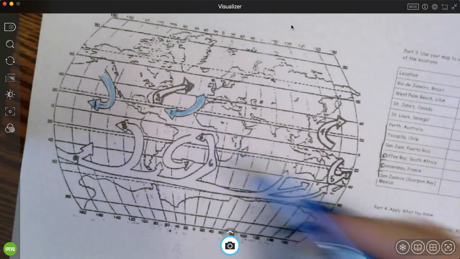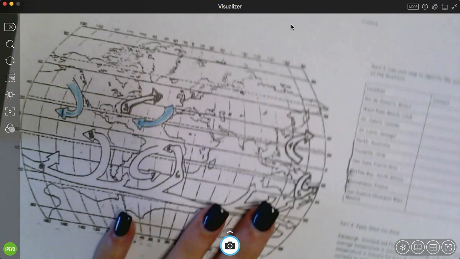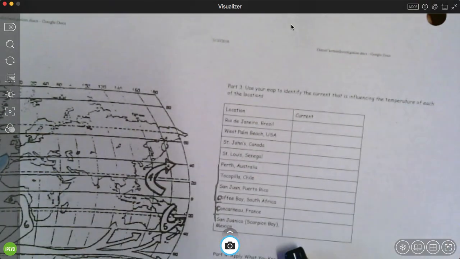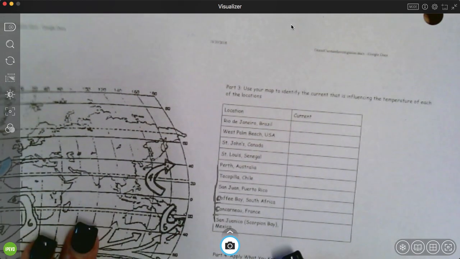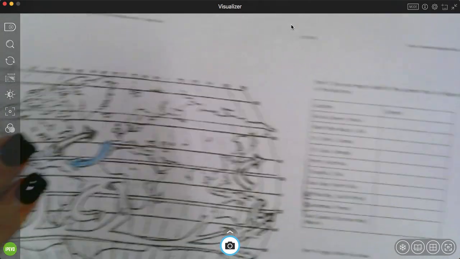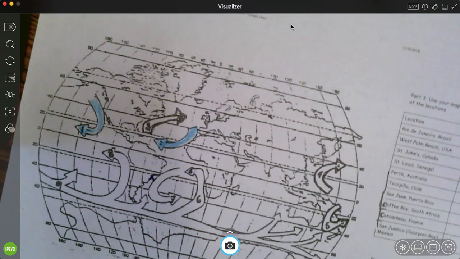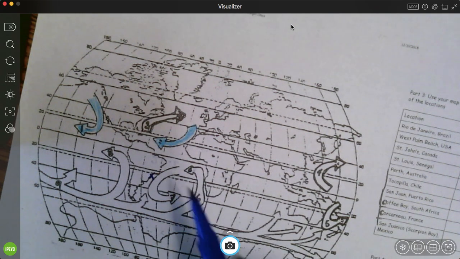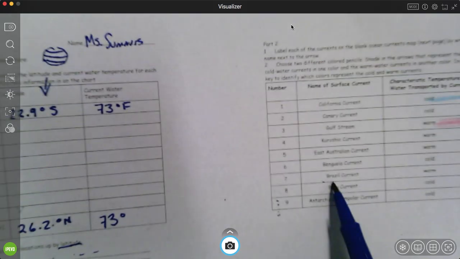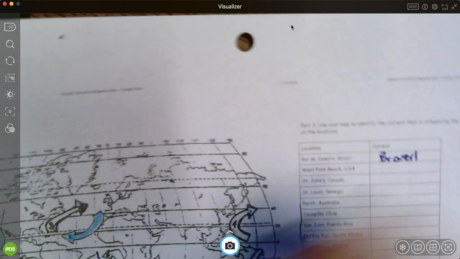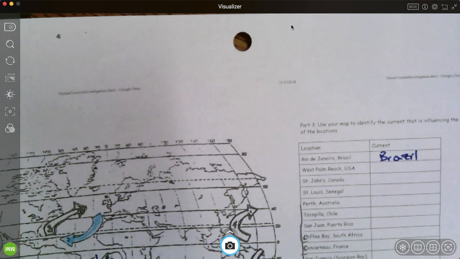Once you have all this colored, all right, so you will have red arrows and blue arrows and whatnot, you will use your map to identify the current that's influencing each of these locations. All right. So for example, Rio. Well, I know Rio de Janeiro is like right here. So you might have to look up the geographic locations. Rio de Janeiro is right by this number 7 ocean current, which is the Brazil current. So you would write Brazil here. All right, each of these currents are fairly close to their respective locations.